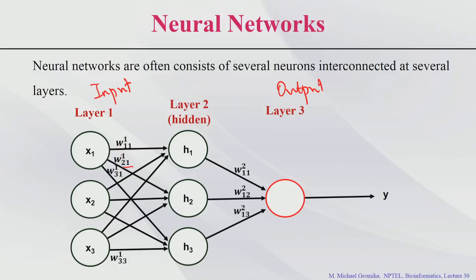Likewise, it is completely interconnected. So, x 1 is connected to h 1, h 2, h 3, x 2 is also connected to h 1, h 2, h 3, and x 3 is also connected to h 1, h 2, h 3. Then see the output. From this hidden layer it goes to the output. In this case weight 1 1 or 1 2 or 1 3, all these 3.